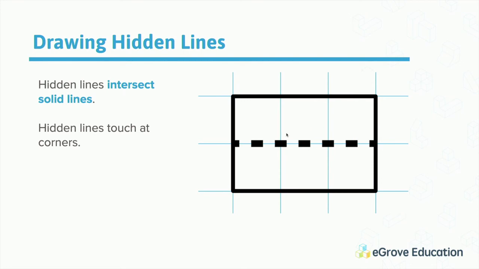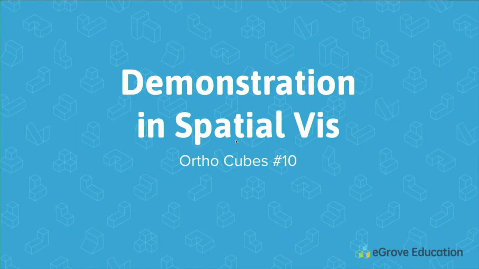So again, hidden lines or dashed lines touch at the edges, or they intersect the solid lines. You don't want a gap here. You want to make sure you have a little line here as well. Okay, so let's go through an example in Orthocubes.